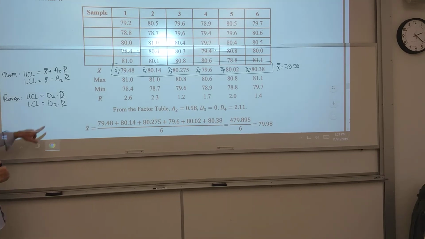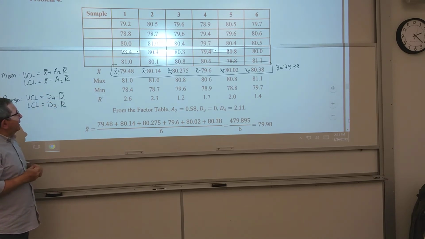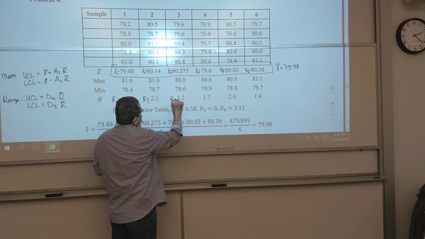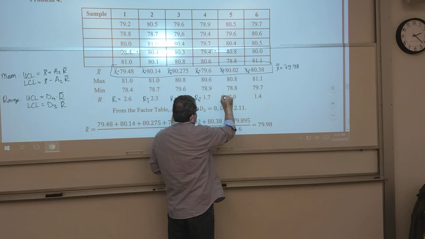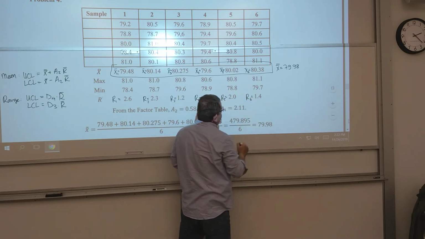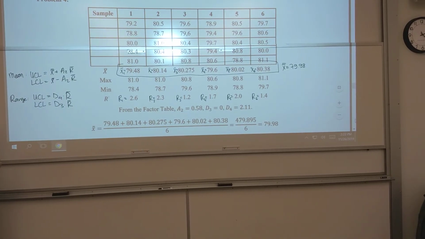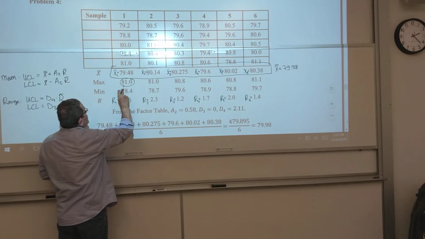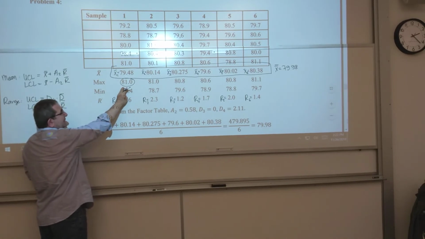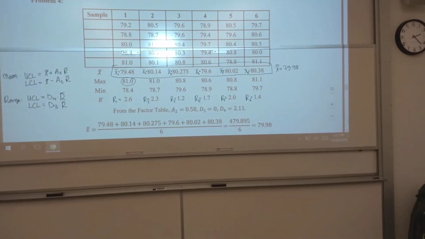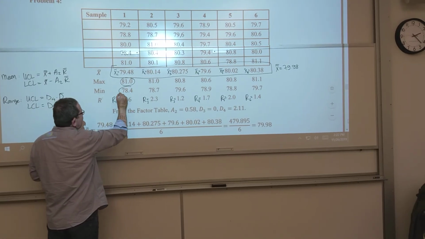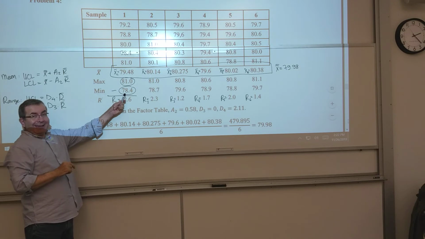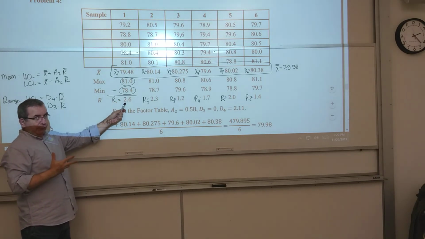So then, let's find R bar. To find R bar, we need the range of the first sample, range of the second sample, third, fourth, fifth, and sixth samples. To find these ranges, we find the maximum and the minimum. In the first sample, the largest observation is 81. That's the maximum. And the smallest observation, the minimum, is 78.4. I take the difference, 81 minus 78.4, which gives me the range of the first sample.